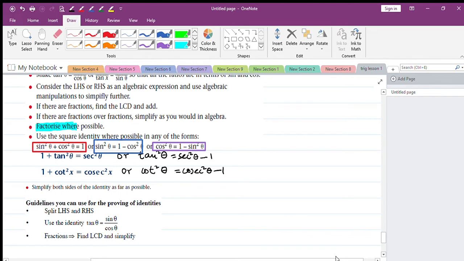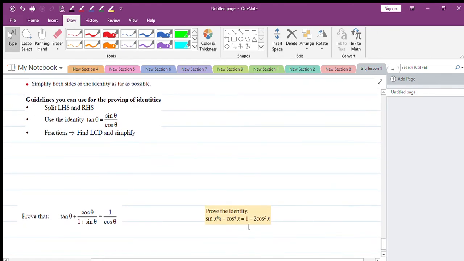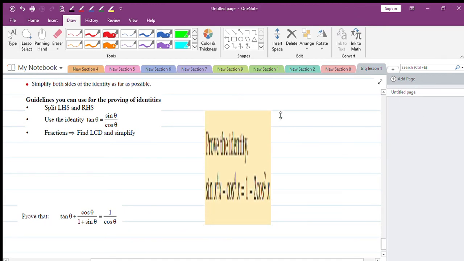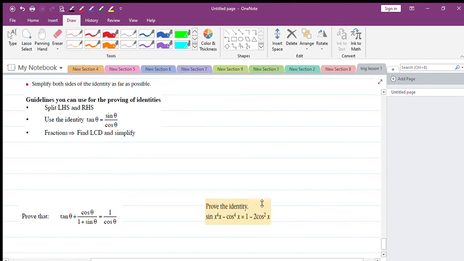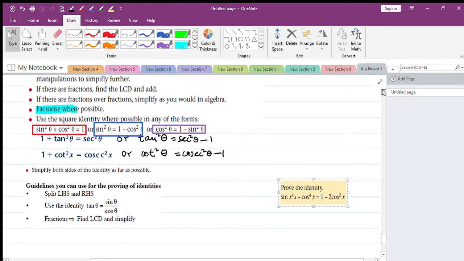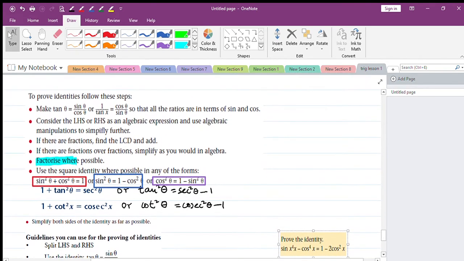I want us to go straight to the first question. We'll do the first question as our example. Let's try and get it in the right place, so that we can start working with it.